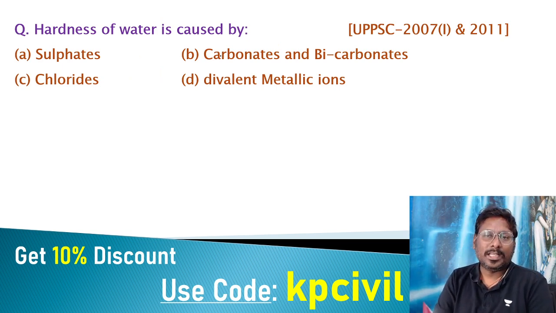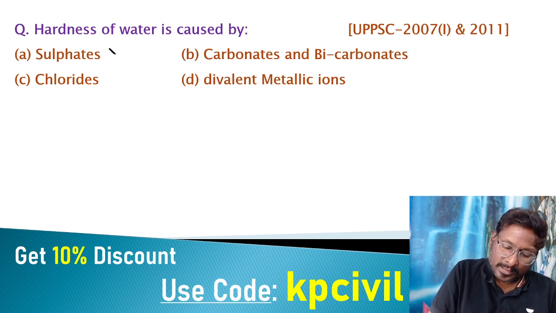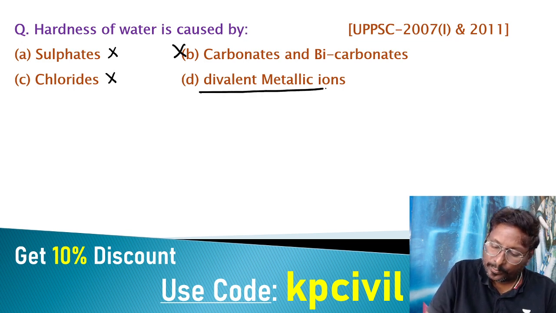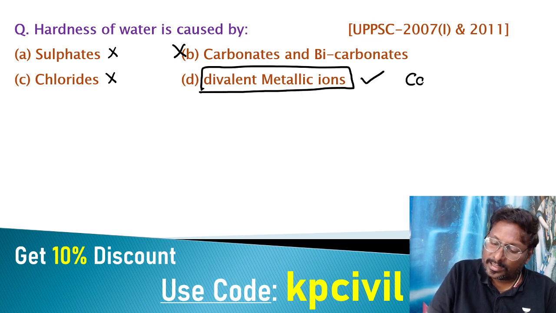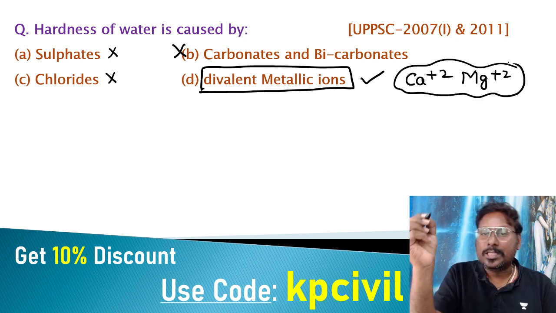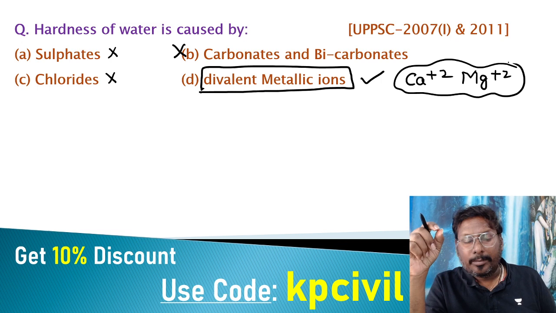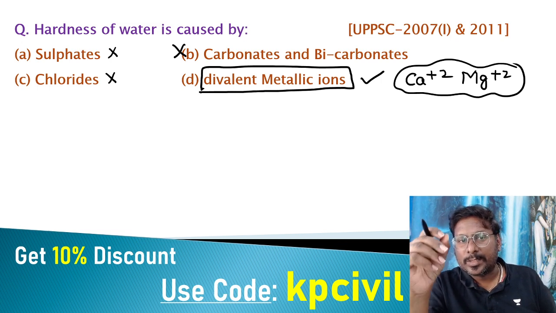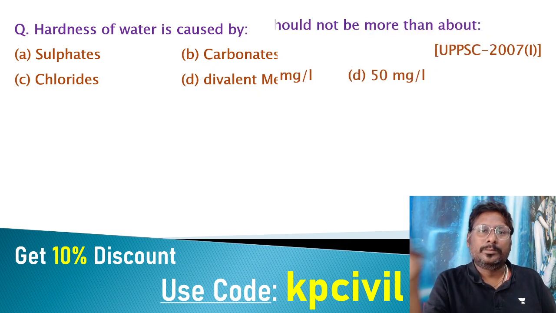Hardness of water is caused by sulfides, chlorides, carbonates, bicarbonates? No. Divalent metallic ions. What are divalent? Calcium and magnesium. These are only responsible. Divalent metallic ions, calcium and magnesium, are responsible for the hardness of water.